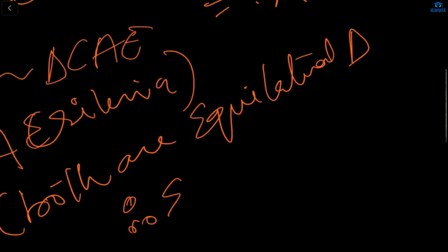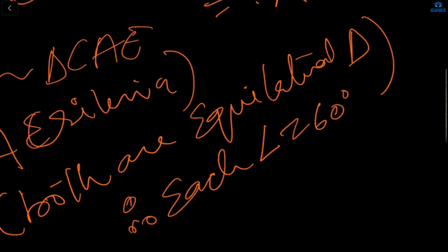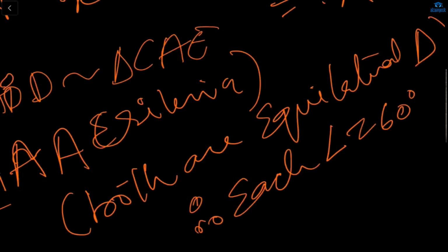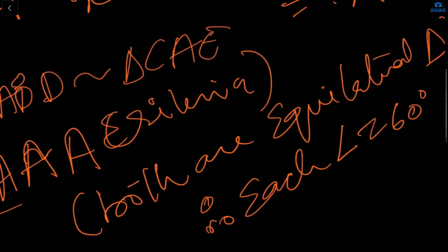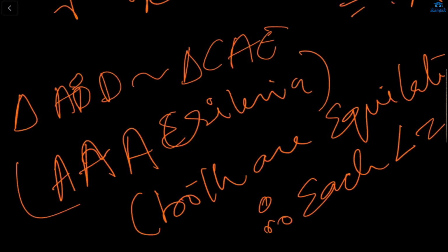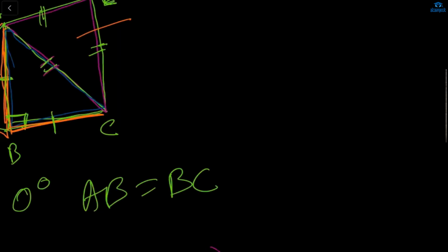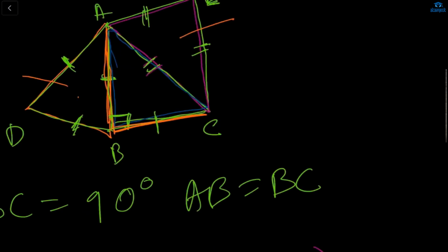Therefore, each angle is 60 degrees. Because both are equilateral triangles, all three angles will be equal to 60 degrees. Therefore, from the AA criteria, the two extended triangles from this right angle triangle will be similar to each other. Okay, now we'll see the ratio.